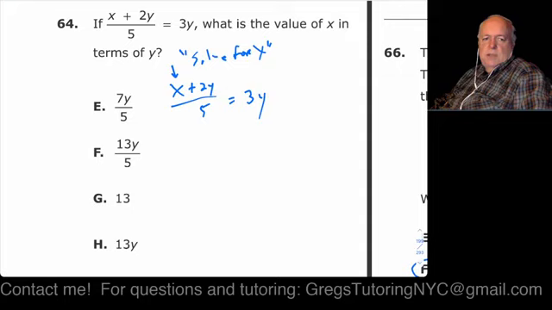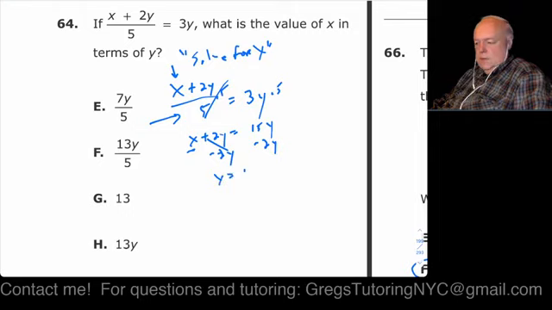A good strategy usually is to get rid of that denominator. So if we multiply both sides by 5, that cancels out, and we get x plus 2y equals 15y. We need to get x by itself, so we subtract 2y from both sides. That goes away, and we get x is equal to 13y. So this one's not too bad. There's really not much to say here.